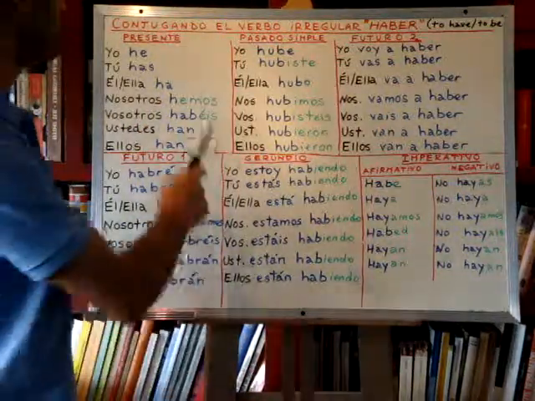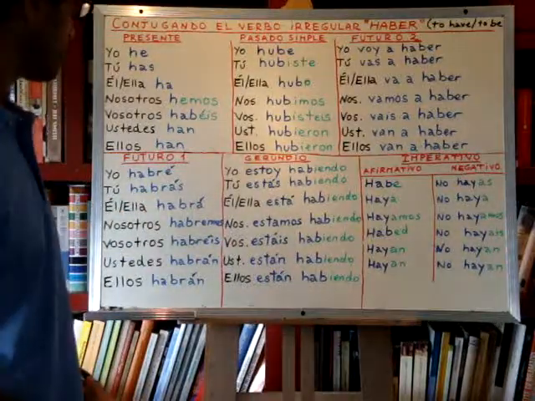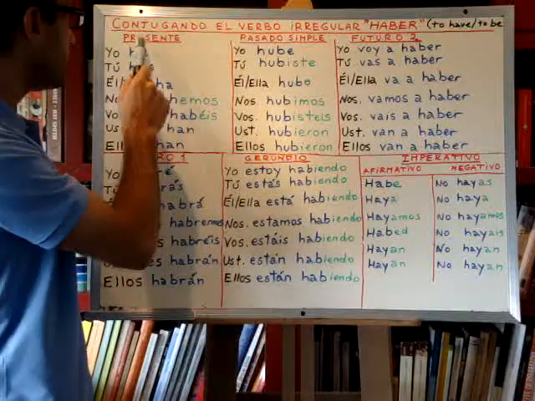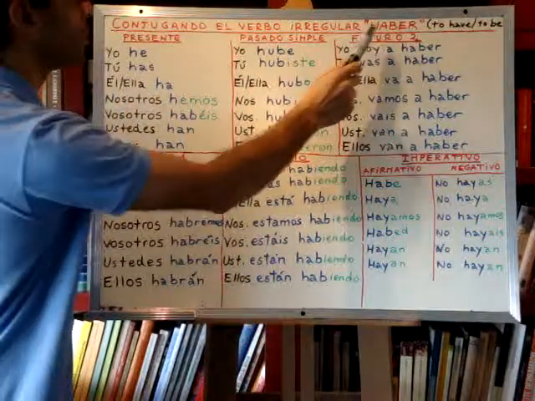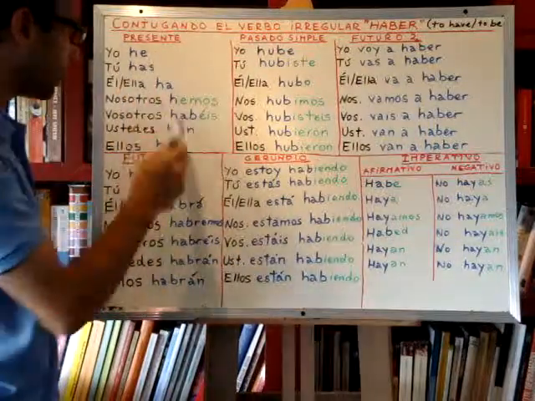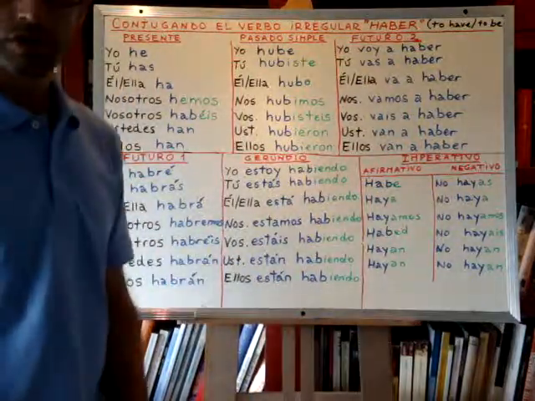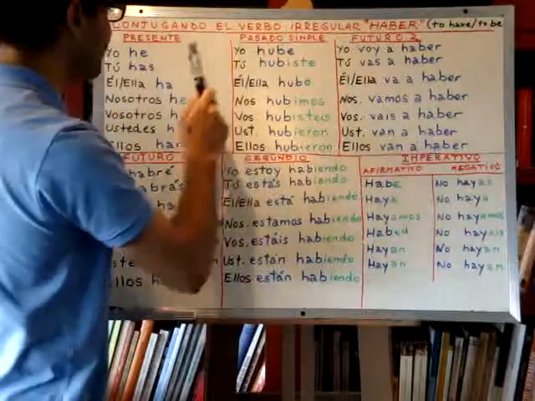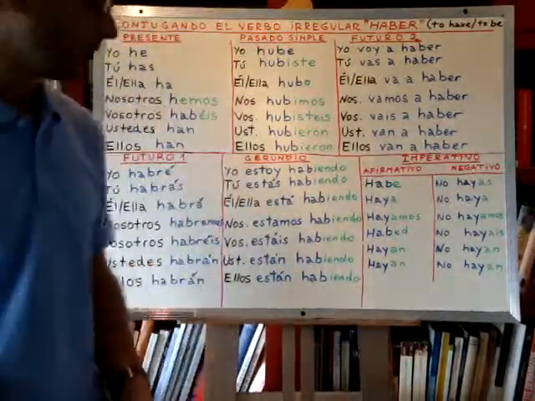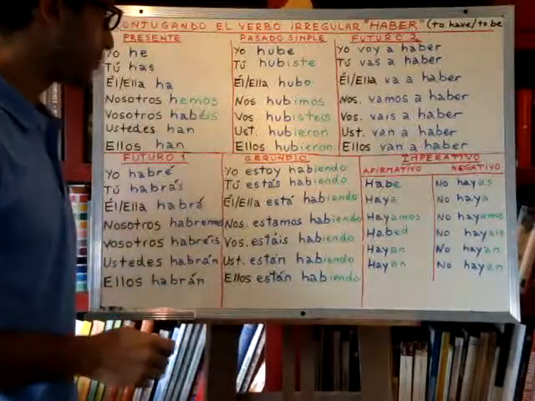Unfortunately, it is a very irregular verb, okay? So, you will see how this verb is irregular not only because the root of the verb, that would be haber, the root of the verb is modified in several occasions, but also the ending. The ending has been also modified in many of the conjugations, okay?